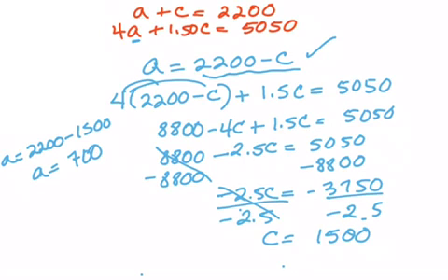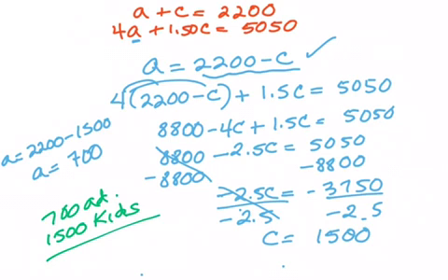So we have 700 adults and 1,500 kids. Copy that down. Make sure you understand it. Don't just write it down.